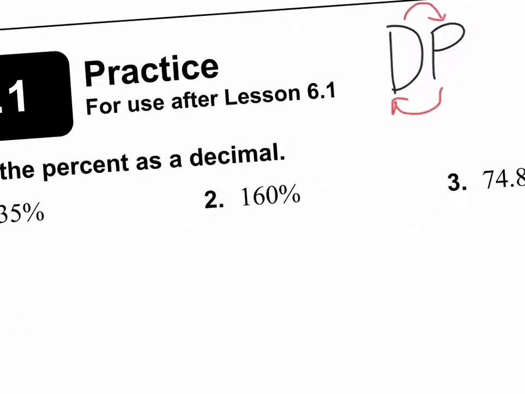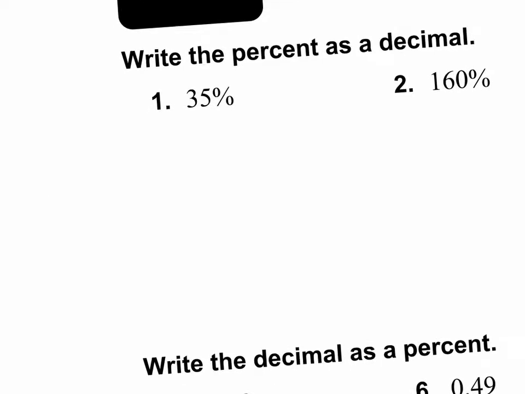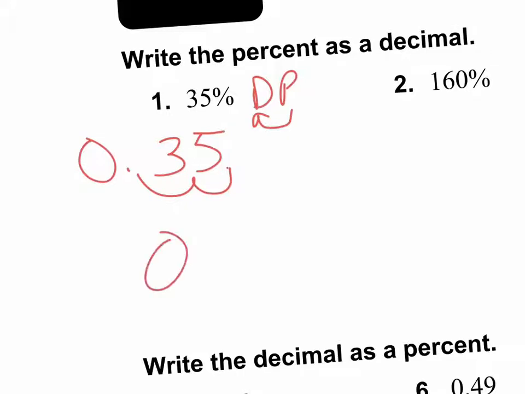So let's go ahead and look at number 1. Write a percent as a decimal. If there's not a decimal, you should know there's a decimal at the end of every number. And we think of Dr. Pepper. So right now it's a percent and we want to go to a decimal, so we're going to move that decimal over 2 to the left. So 1, 2, I put my decimal, I add my 0 in front, so my answer would be 0.35. That would be it as a decimal.